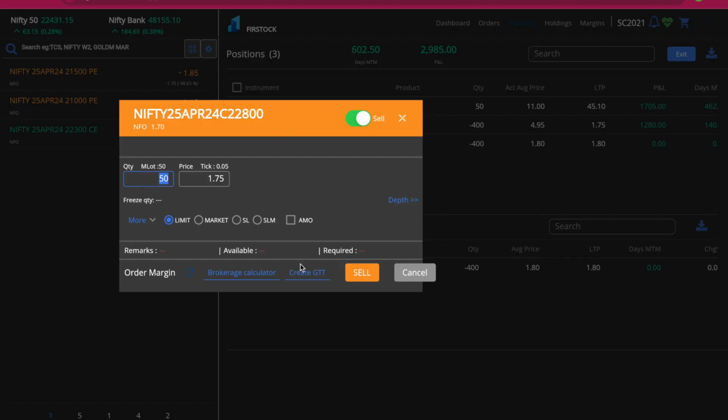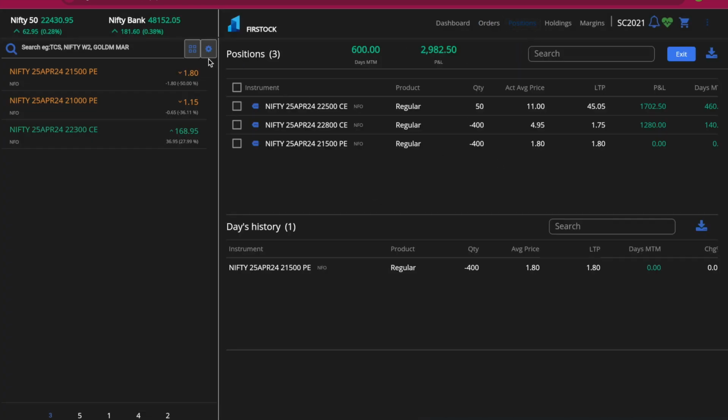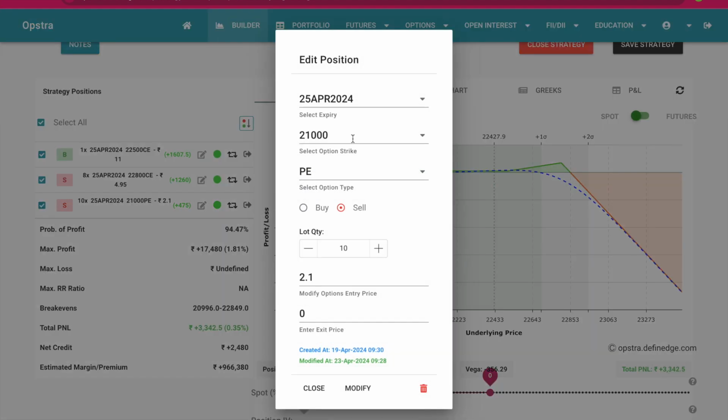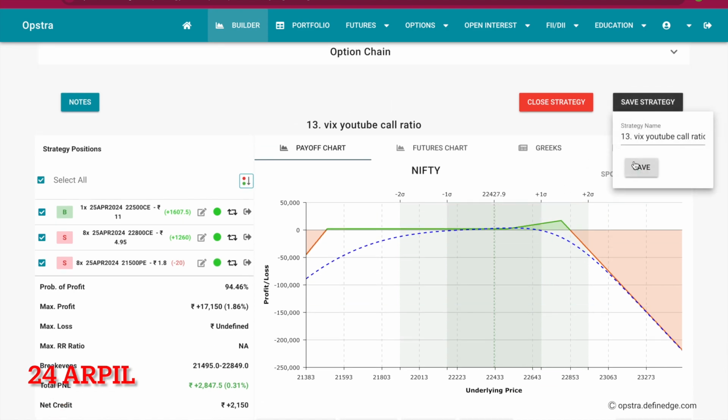Let me see if we can add this at 1.75. The margins are a shortfall. Okay, so minus. 21,500 is here. PE, we sold it at 1.8. We have 8 lots. I think I could have gone 10 lots over here.